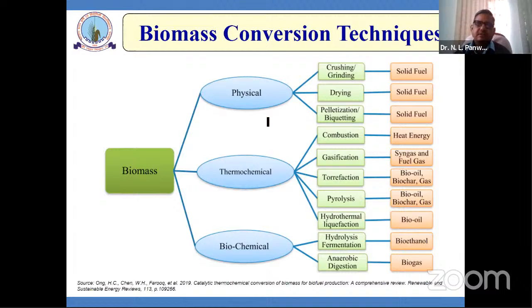Some researchers also mention that transporting this loose biomass farther than 50 kilometers is not economically viable. So it can be converted into solid fuel by making pellets or briquettes. In the densification process, we first dry and crush the biomass, make it into powdery form, and go through densification.